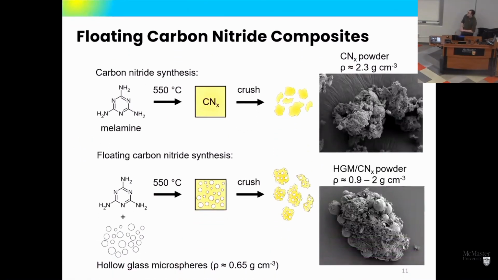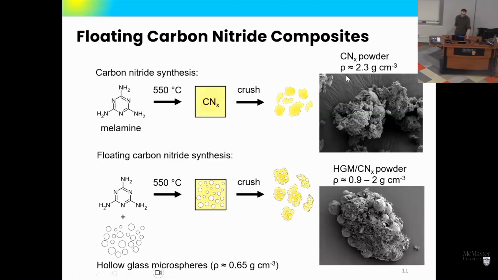So how did we make these? We're using carbon nitride, which is this low-cost semiconductor material, can be produced from the pyrolysis of melamine or basically any ammonia-rich carbon compound. It's also being made out of urea, for example. But we would calcine this and then grind it up into these smaller microparticles, and we end up with this powder material that's got a density of around 2 grams per centimeter cubed. But of course, that is too dense to float, and so we need to reduce that density somehow.